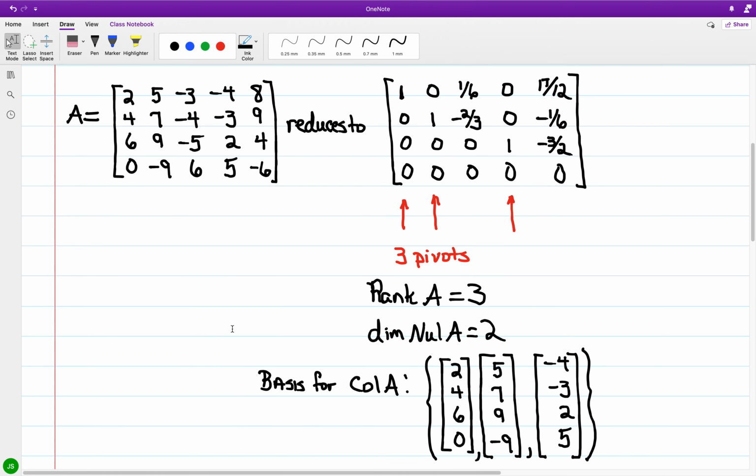Again, we have 2, 4, 6, 0, 5, 7, 9, negative 9, and then negative 4, negative 3, 2, and 5. That will be a possible basis for the column space of A.